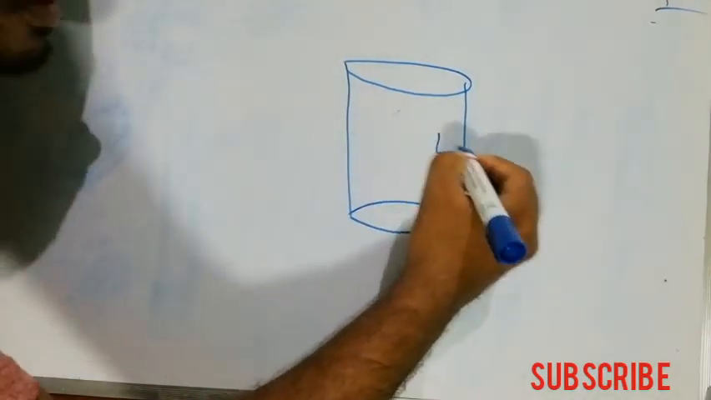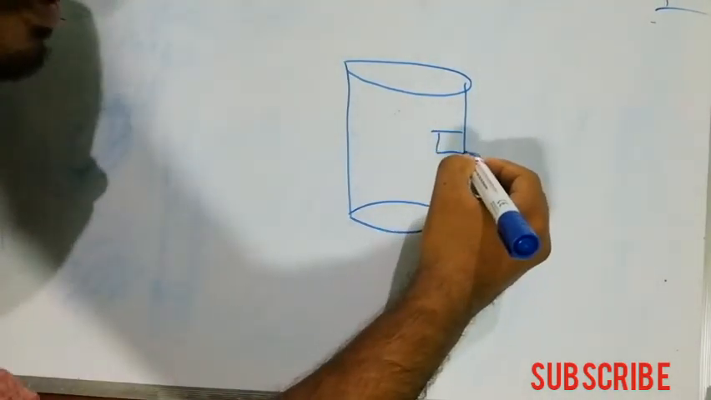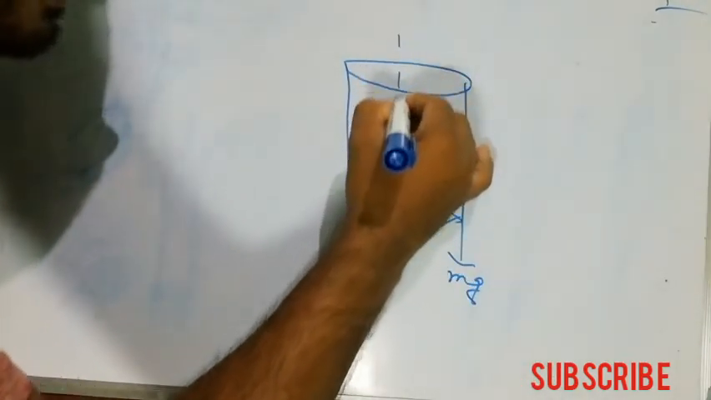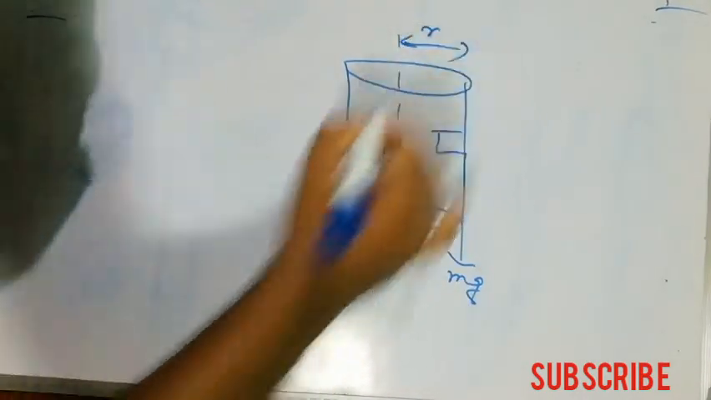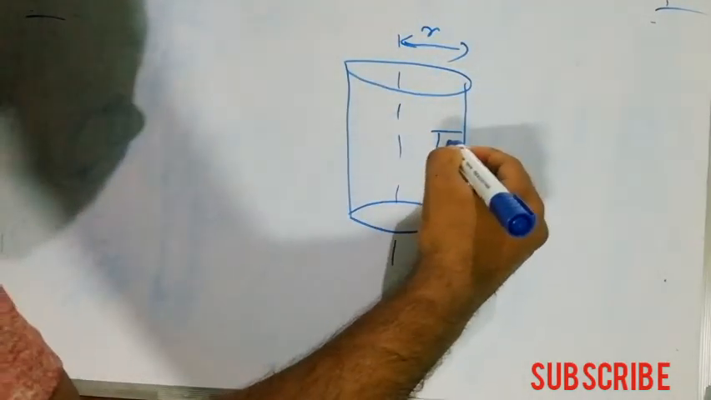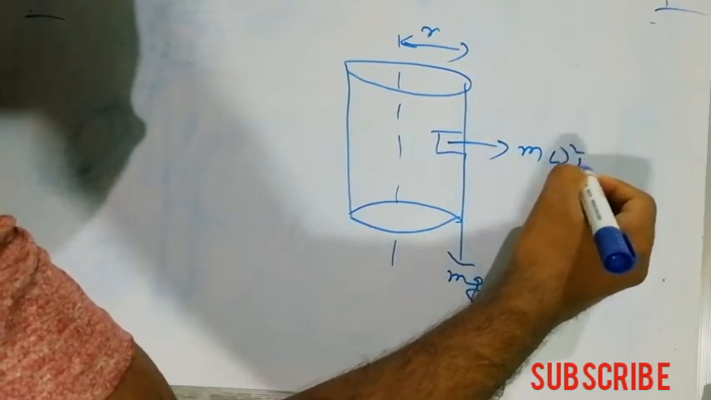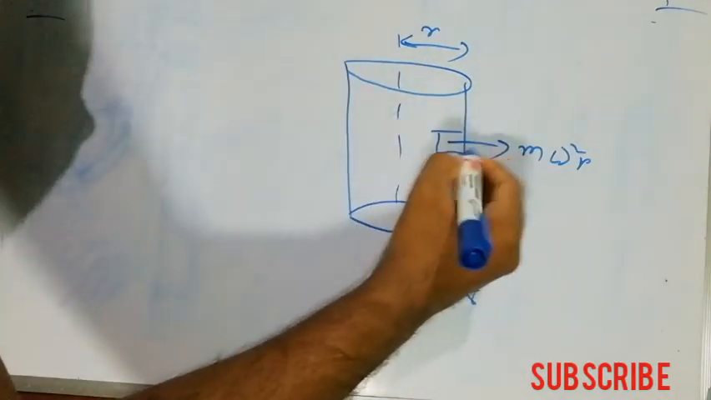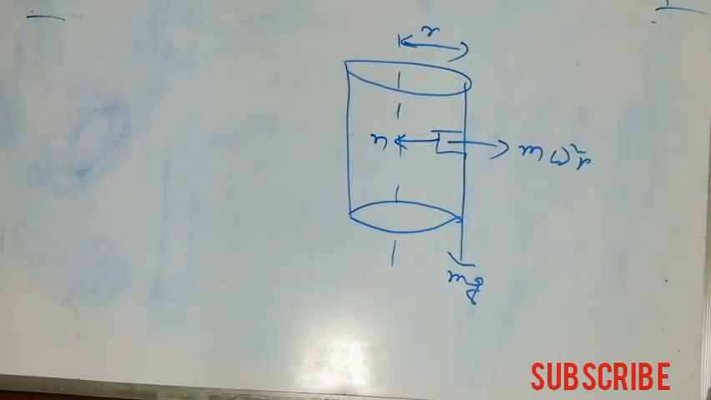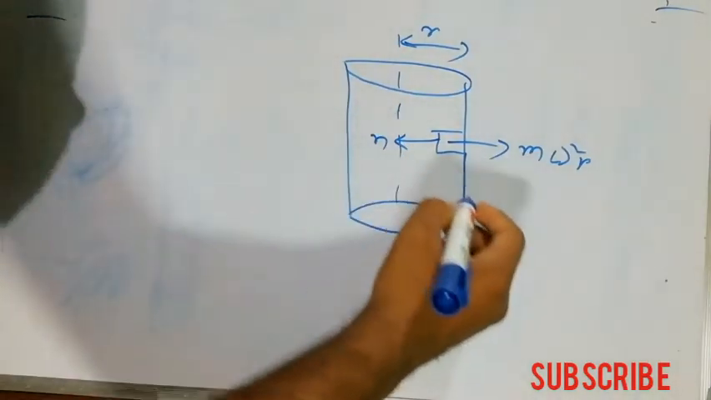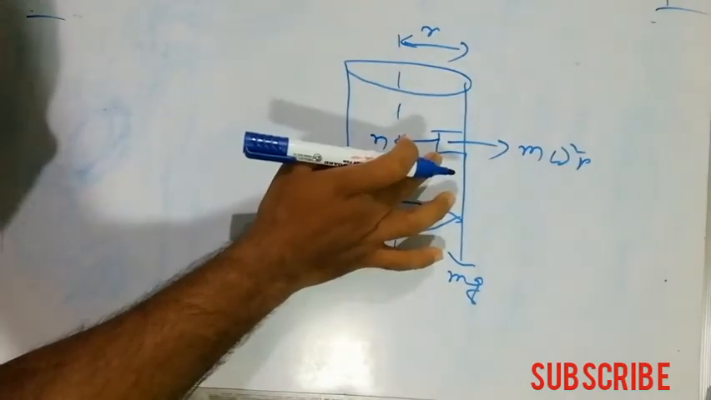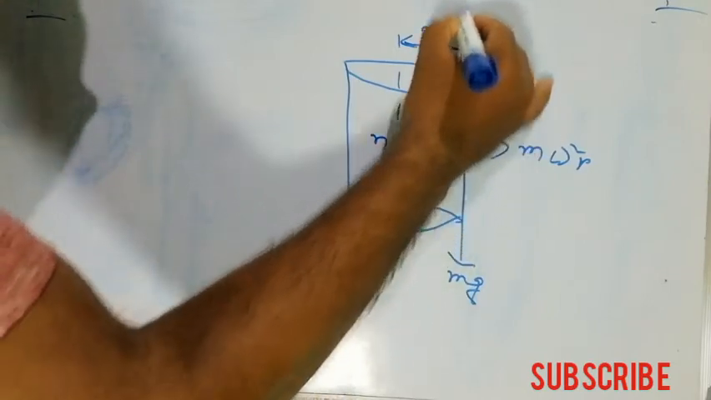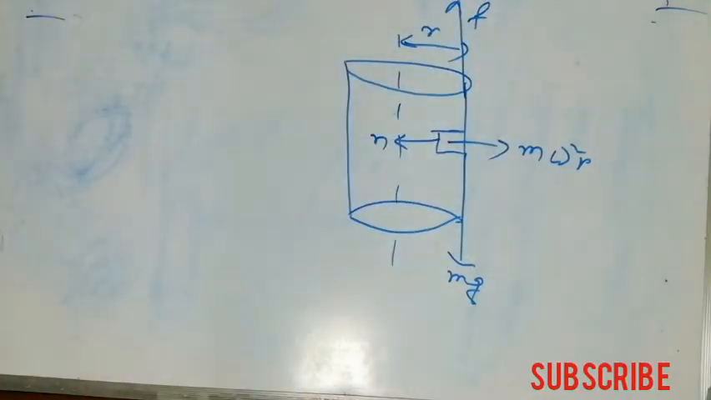Let the block stick here. Its weight acts vertically downward, mg, and let the radius of the cylinder be r. Its centrifugal force acts as m omega square r along this direction, and the normal reaction force acts inside. Due to its weight, it will try to move vertically downward, and then friction will act along the vertically upward direction.